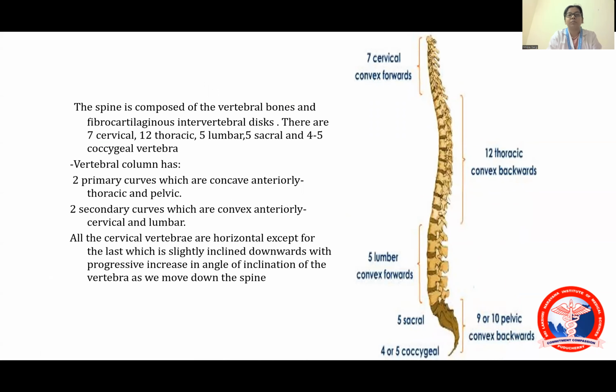Spine is composed of vertebral bones, as we all know, and these vertebrae are connected by fibrocartilaginous intervertebral discs. There are 7 cervical, 12 thoracic, 5 lumbar, 5 sacral, and 4 to 5 coccygeal vertebrae. Vertebral column has 2 primary curves, as you can see in the picture. 2 curves which are concave anteriorly, that is thoracic and pelvic spine. 2 secondary curves which are convex anteriorly, that is cervical and lumbar. All the cervical vertebrae are horizontal except for the last, which is slightly inclined downwards with progressive increase in angle of inclination of the vertebrae as we move down the spine.